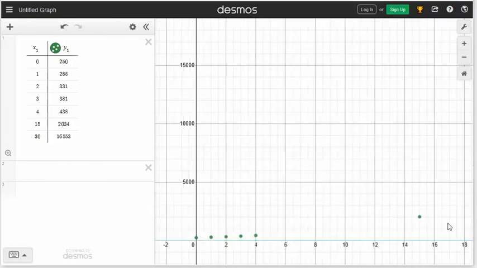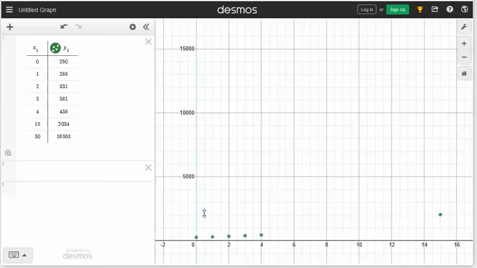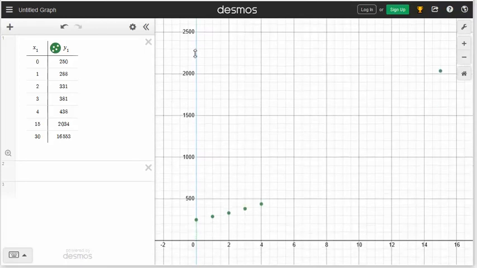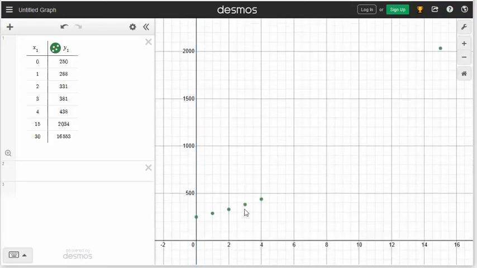And if you ignore the 30 and we just look at these, they almost look like they're in a straight line, but they're really not quite in a straight line. There's this kind of curve thing happening. This curve, and we're going to see that when we get the equation.